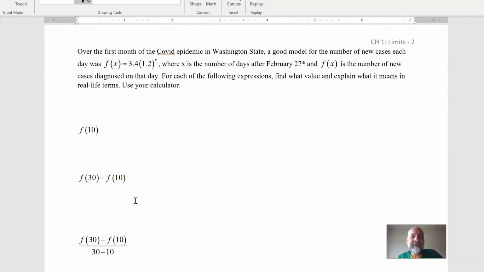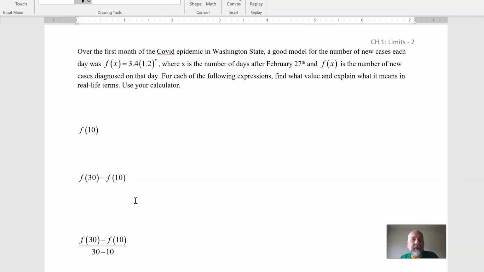Whoa, change of pace. So I actually looked up the data for the first month of the COVID epidemic, and I looked at the number of new cases each day in Washington State, and then fit an exponential model to it, which was pretty good for the first month. A model doesn't always work forever, but it worked for that long.